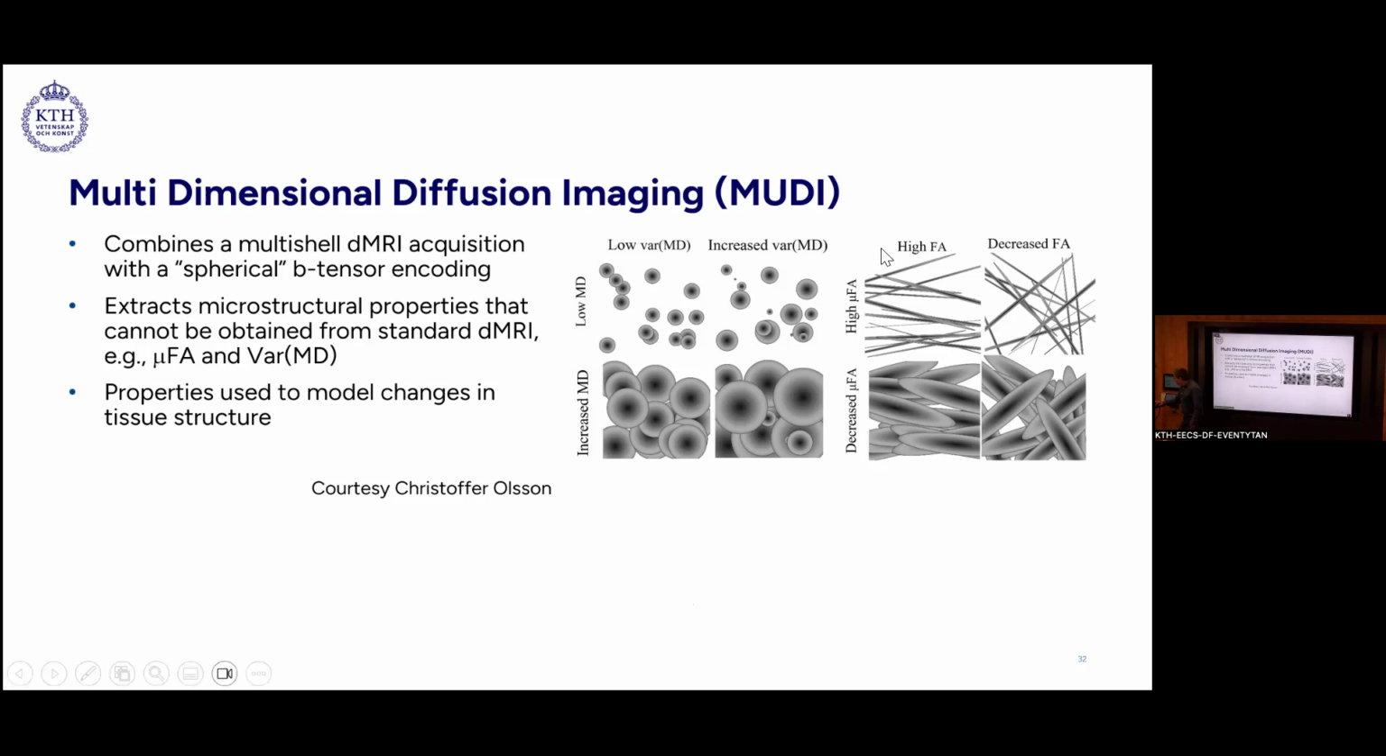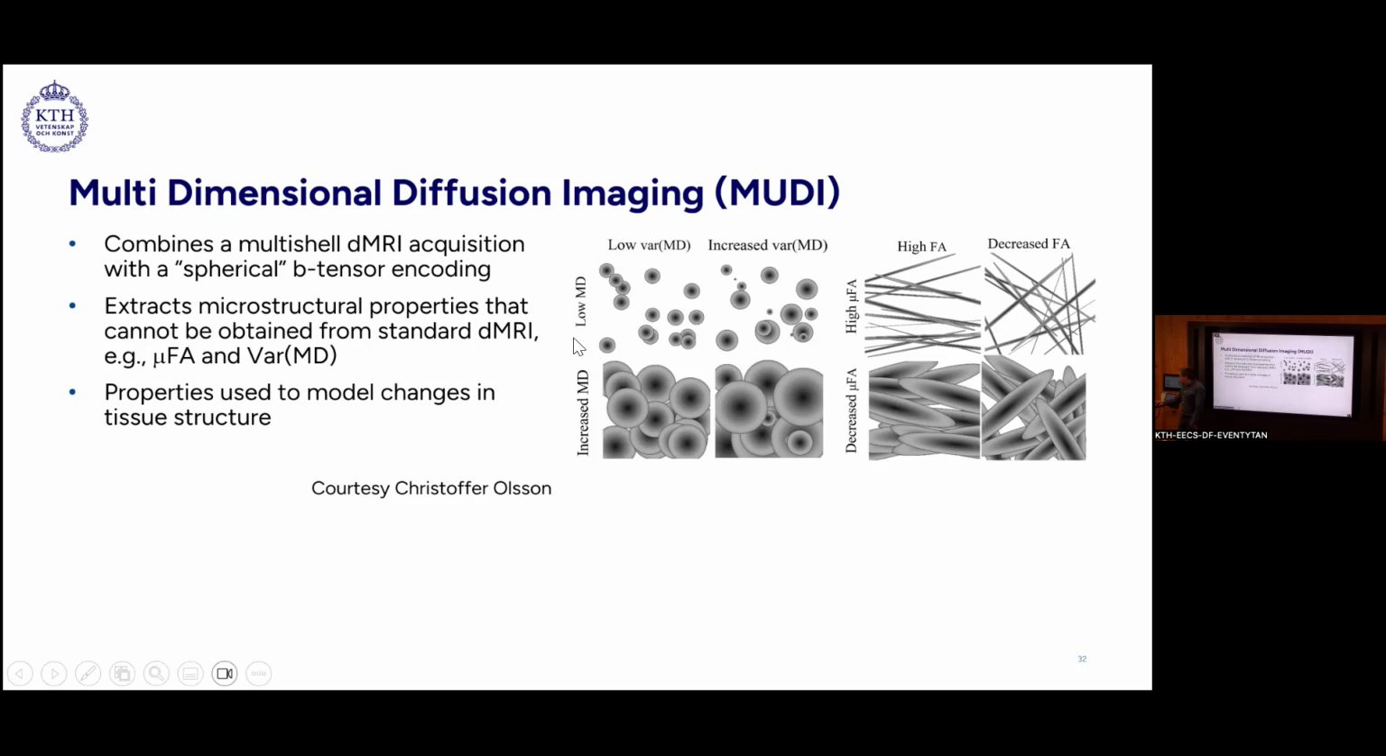So I just put these simulations here. So there is something that is mean diffusivity and fractional anisotropy. These two are very commonly used in diffusion MRI. But then with this sequence, you can have something that is the variance of the size, that is called variance of MD, and also a micro-FA. So, and then you can see the differences.